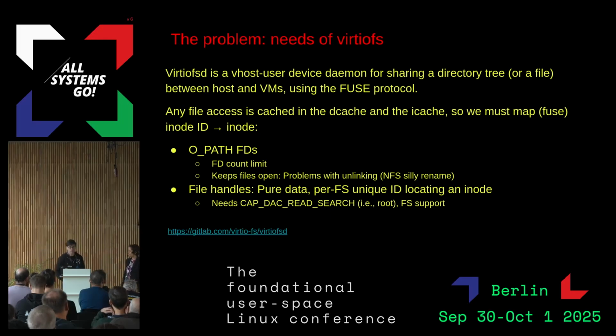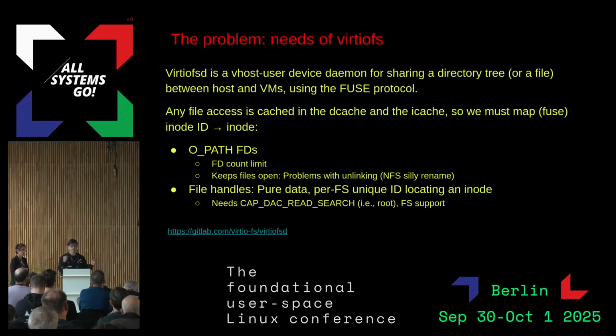OK. So virtiofsd is a vhost device that uses virtio queues to communicate with the VM using the FUSE protocol. Basically, the only use is to share some directory from the host to the VM. virtiofsd can be run with privilege and without privilege, but without privilege, we have some limitations.